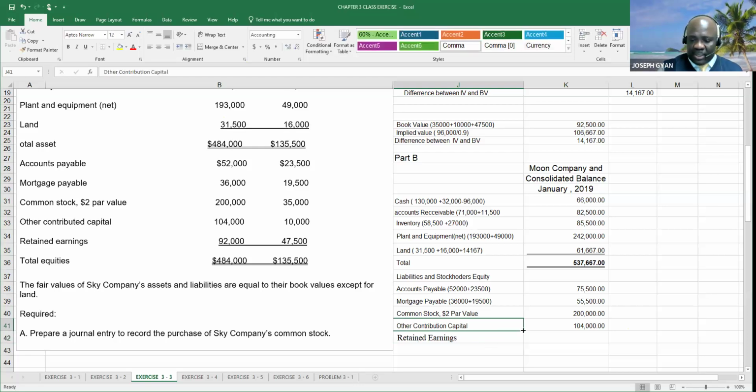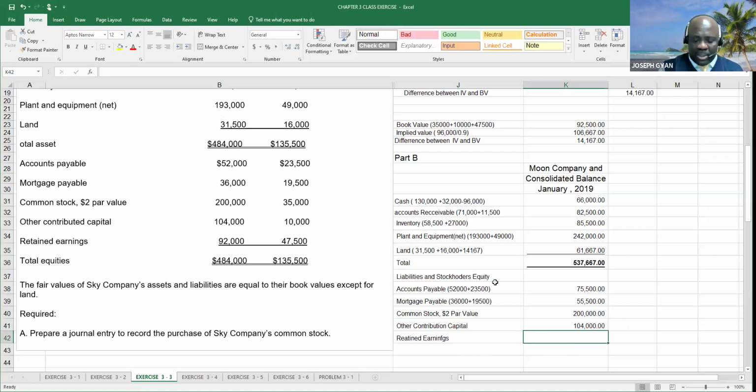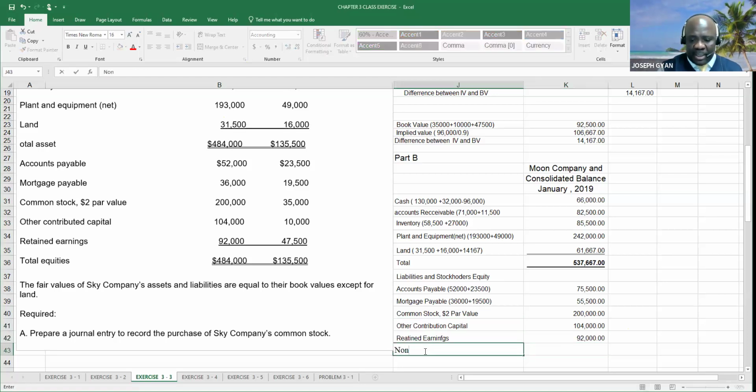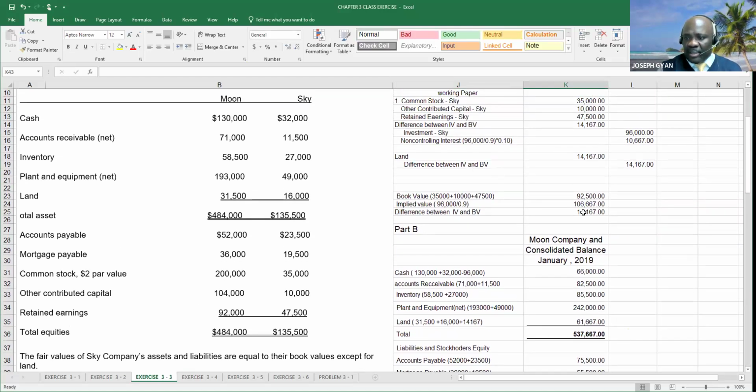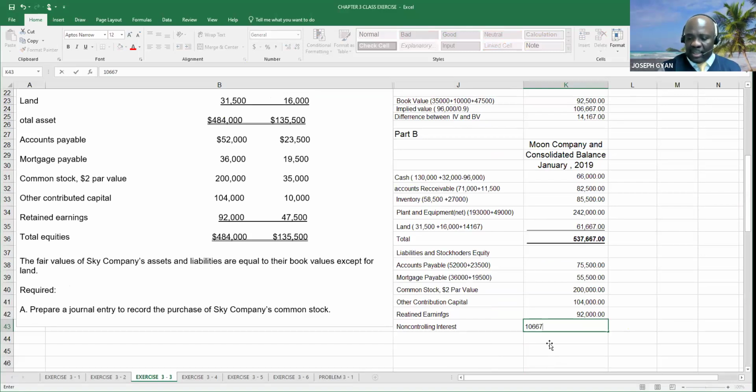Retained earnings, which is 92,000. The last is the non-controlling interest, which we found here as 10,667. So this should be the total liabilities.